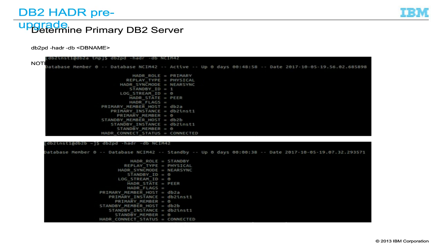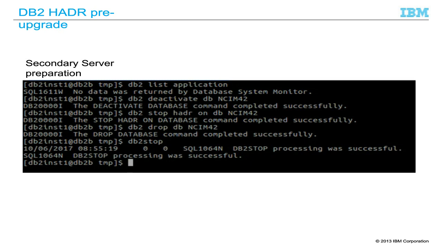Our next step is going to be to go ahead and prepare the secondary server. You can do the two servers at the same time. You can do one and then the other. You just need to make sure you get to both DB2 stops before you move to the next step, which is the upgrade itself. So here we list the applications. There is no data returned, so that means there are no applications connected. We go ahead and deactivate the database, then we stop the HADR on the database, and then we drop the database, and then we stop DB2. That's pretty self-explanatory. On the primary server, it's a bit more interesting.